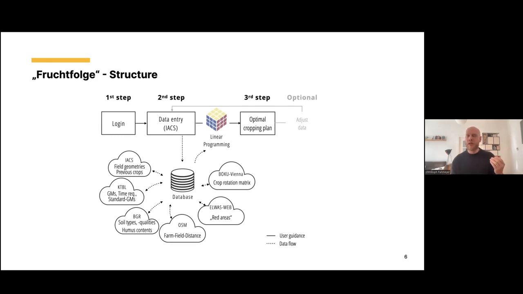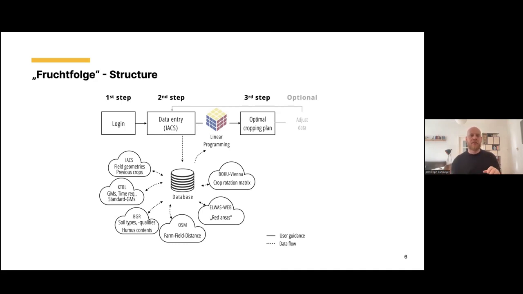Since we now know which plots the farm cultivates, we can get more data on the gross margins, or the assumed gross margins we have in this region. We can get automatic data on soil types and soil qualities. We can get the farm-field distances from the OpenStreetMap routing machine, and a little more data. So we can put all that together, then automatically create a model for the farms and optimize that.